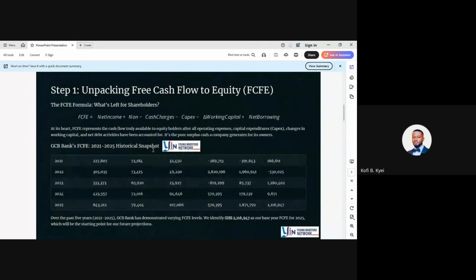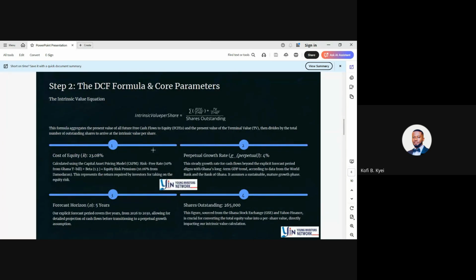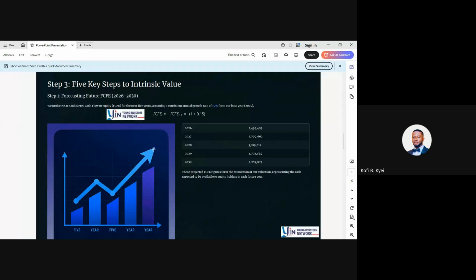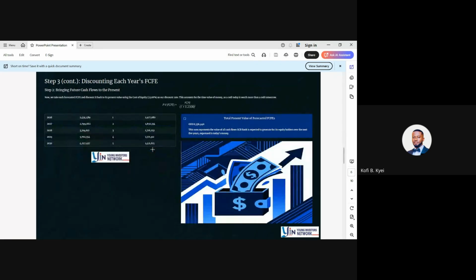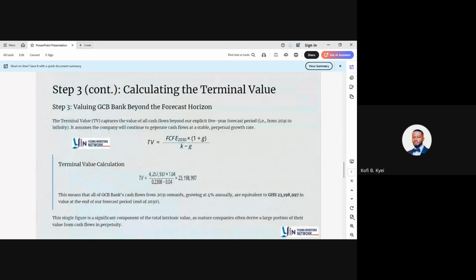Okay, so step 1, you find a free cash flow for each period. Step 2, you delve into the DCF analysis. These are the core parameters. All right. Step 3, you do the forecasting of every period. Continue. You find the present value and you total everything at the present value. All right. Now, step 3, another continuation. Calculate the terminal value. Just follow the steps.